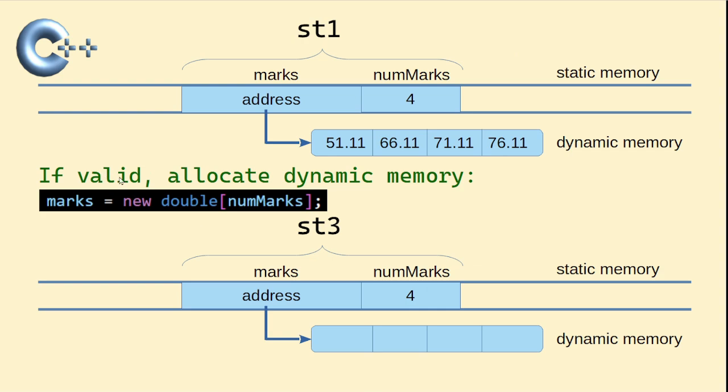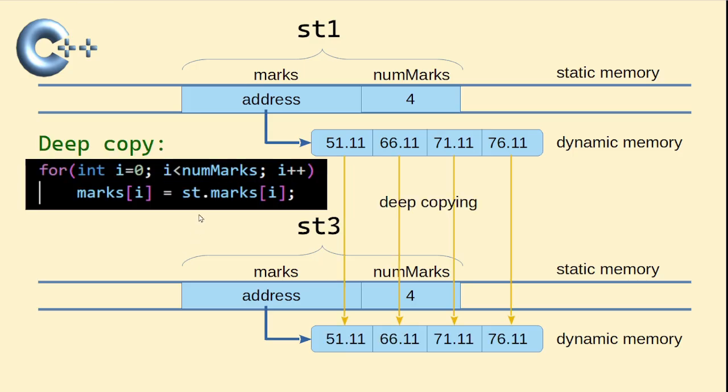Then again, dynamic memory space is allocated for st3. If you see, the size of this memory space is the same as the size of the dynamic memory space of the st1 object. It has the capacity to hold 4 marks values. It's double precision floating point type data. Then deep copying takes place. The values are copied one by one from the st1 object to the st3 object. 51.11 is copied in its place, 61.11 is copied, 71.11 is copied, and 76.11 is copied.